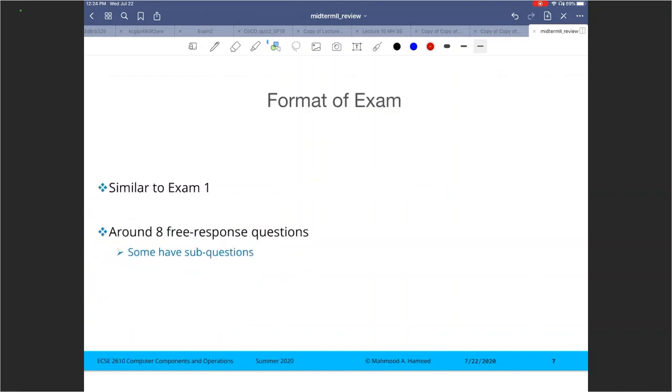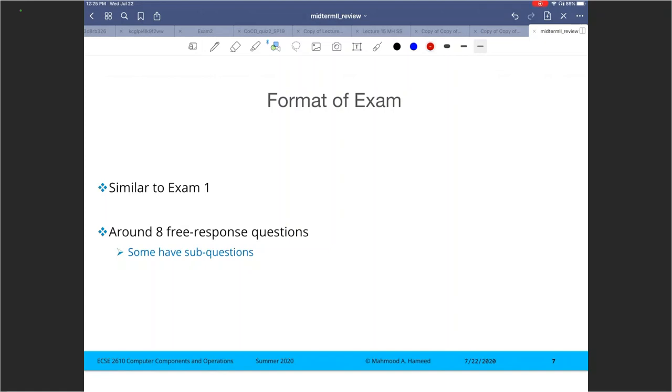Okay. Next, coming to the format of the exam, it's going to be pretty similar to exam 1. There are going to be around 8 free response questions. They will be partial credit. Some questions may have parts, part A, part B, and so on. And none of this is new. This is very similar to exam 1.